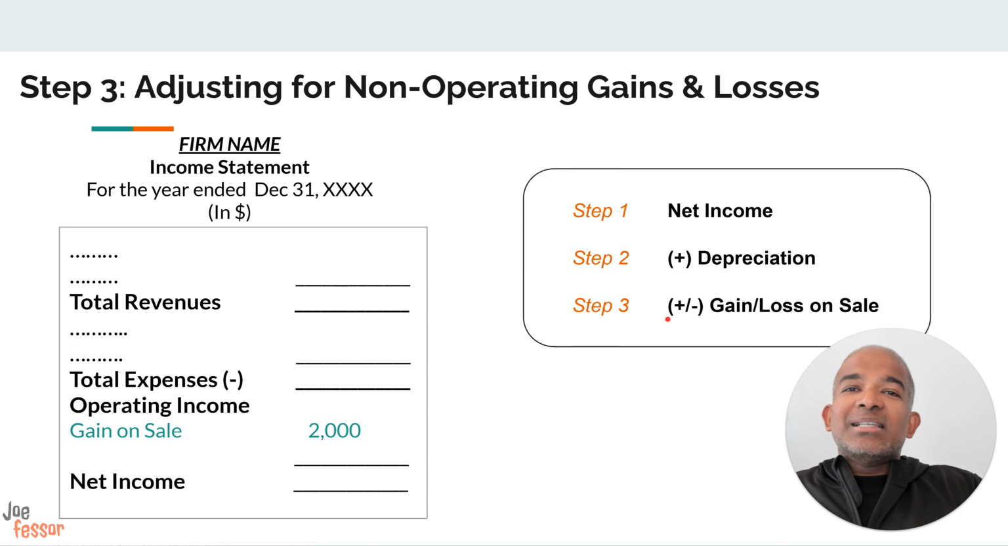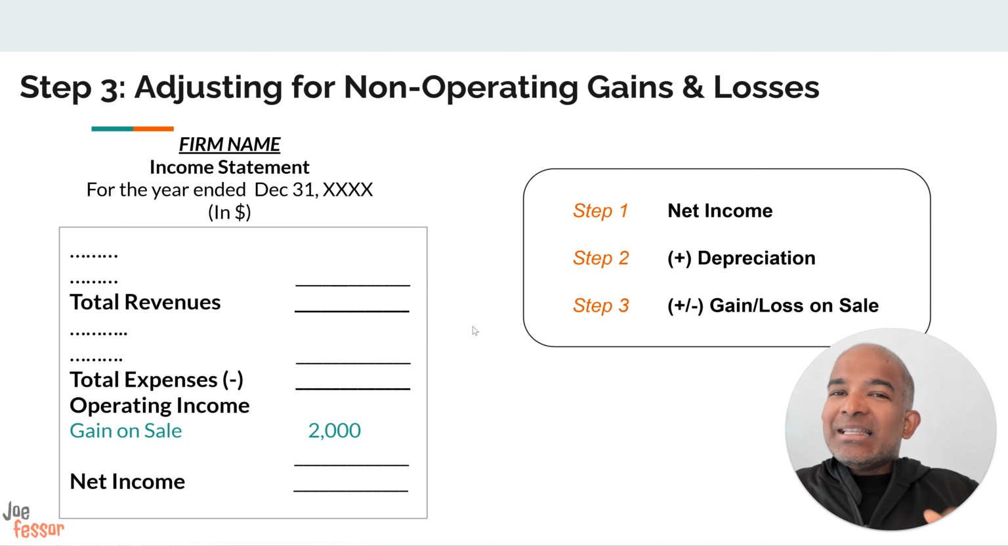Our next adjustment, which is step 3, deals with gains and losses on the sale of long-term assets. Let's use a numerical example again to figure out the why. We make these adjustments primarily to prevent double counting the cash flow. If a machine with a book value of $6,000 is sold for $8,000, let's say, we recognize a $2,000 gain. This gain increased our net income, which is our starting point, right?